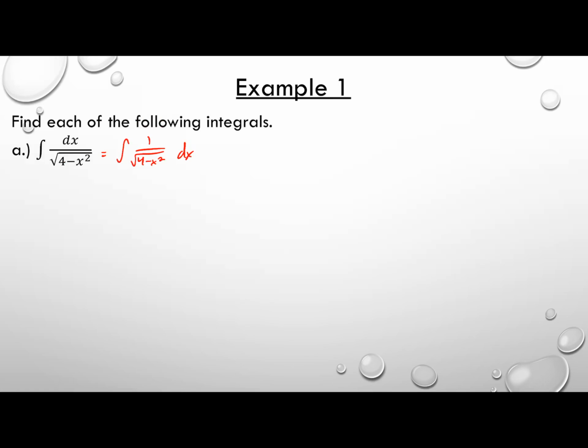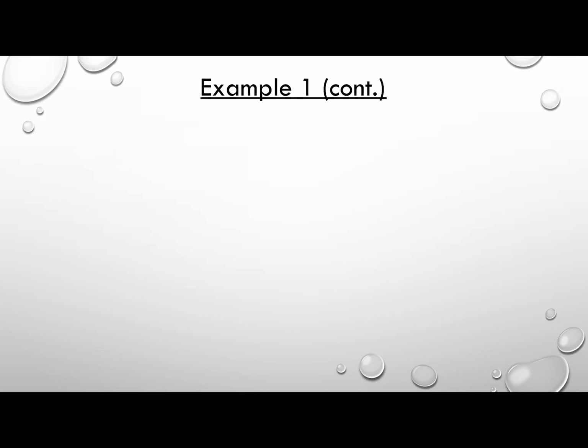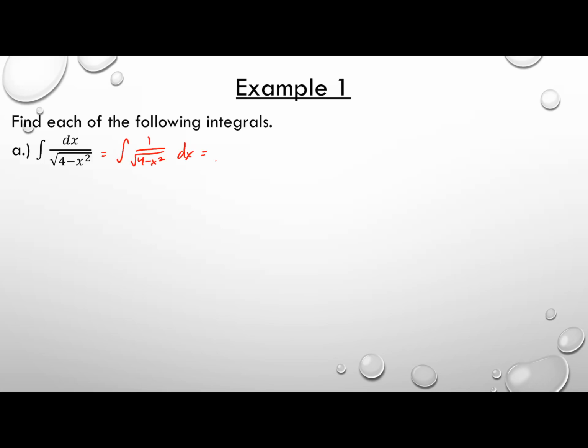So what we're going to do here is factor out a 4 from 4 minus x squared. We're going to rewrite this as the integral of 1 over the square root. I'm going to factor out a 4 here. So the 4 now becomes a 1, and the x squared, if you factor out a 4, just becomes x squared over 4.